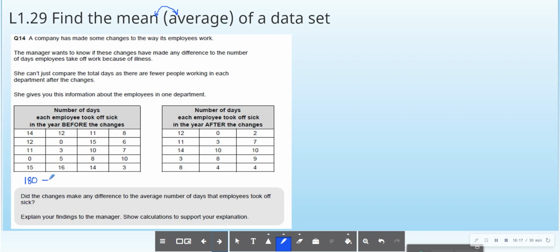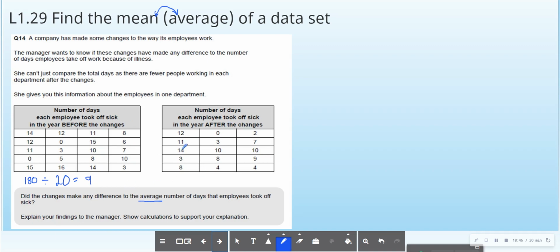And I'm going to divide that by how many numbers there are. 1, 2, 3, 4, 5, 6, 7, 8, 9, 10, 11, 12, 13, 14, 15, 16, 17, 18, 19, 20. So 180 divided by 20 is going to give us 9. So before the changes, the average, it says average here, but we mean the mean. If you see the word average by itself, that means the mean. So before the changes, the average was 9 days.